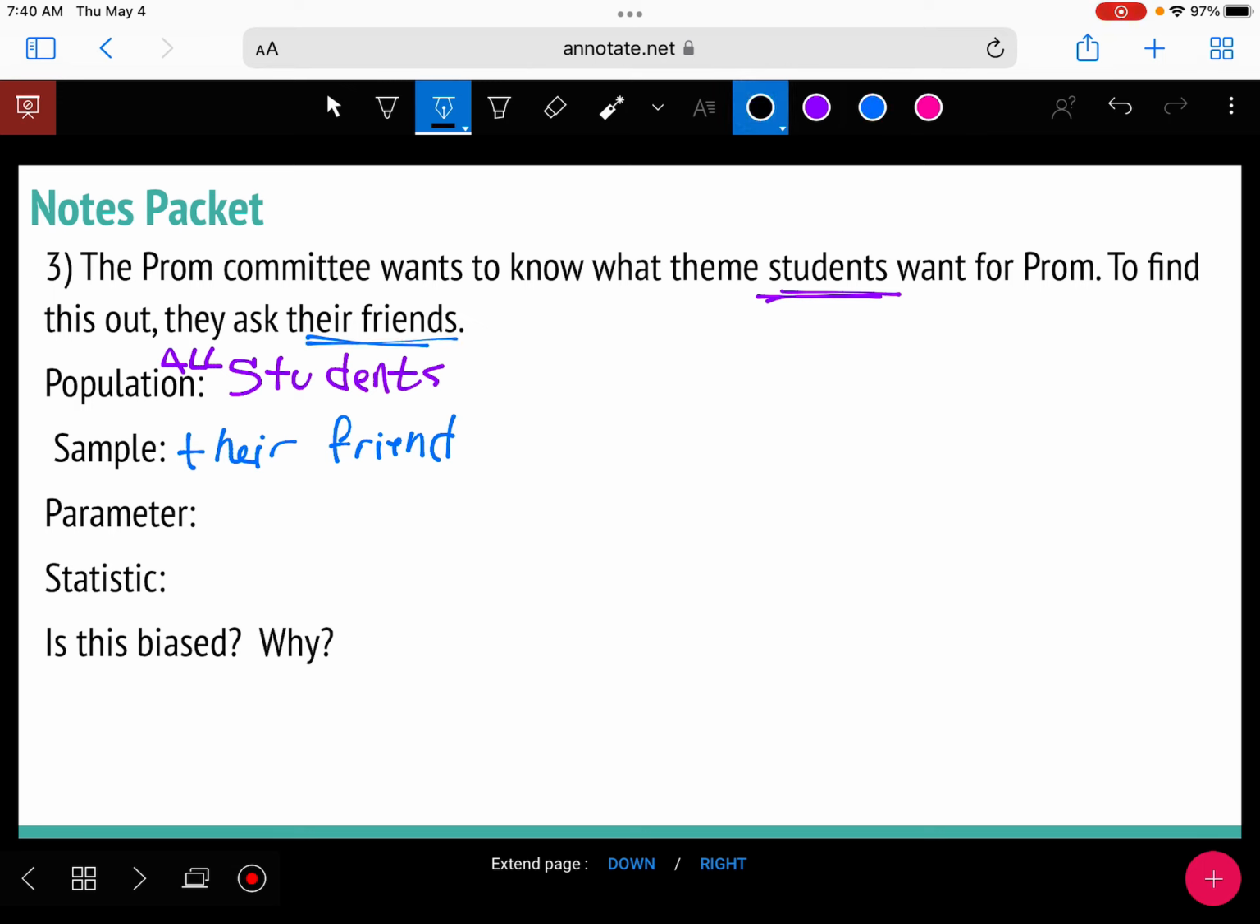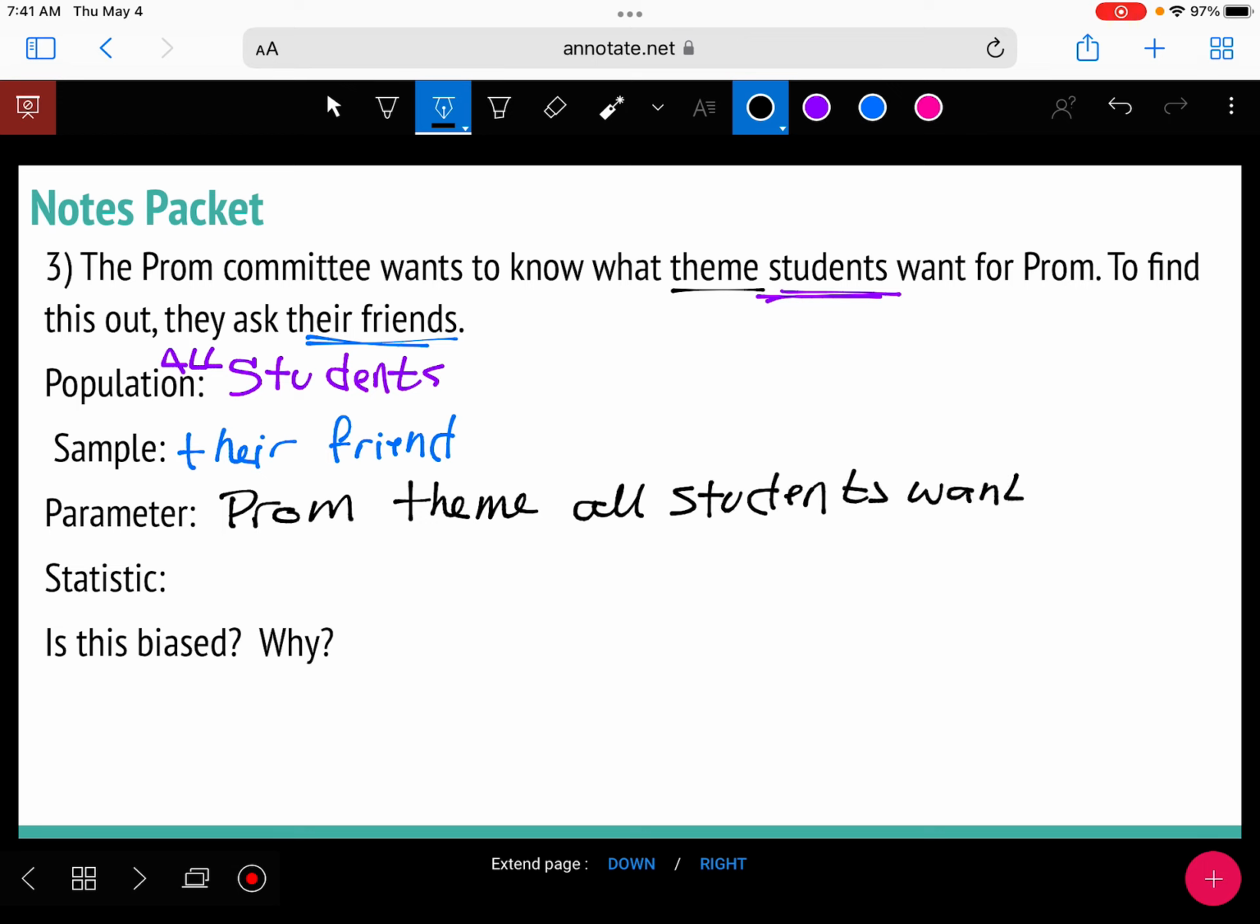What is the parameter we want? The prom theme, yeah? Prom theme. That all students want. What's the information we get? What's our statistic? What their friends want.